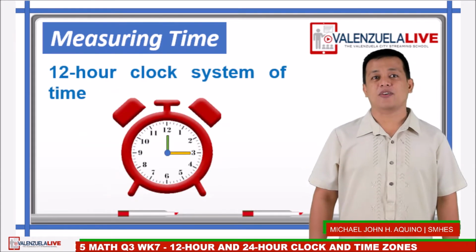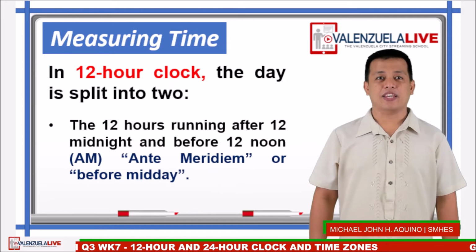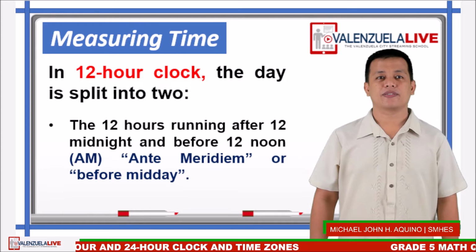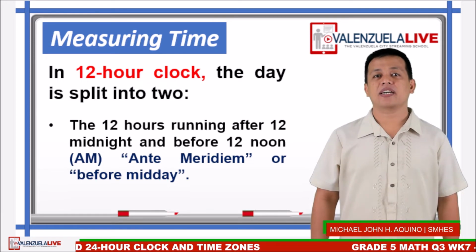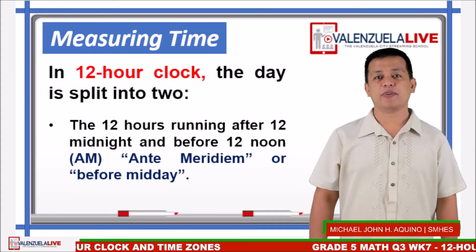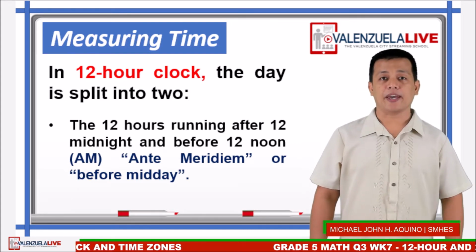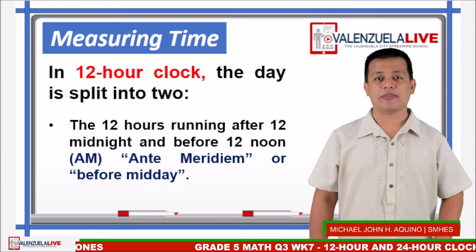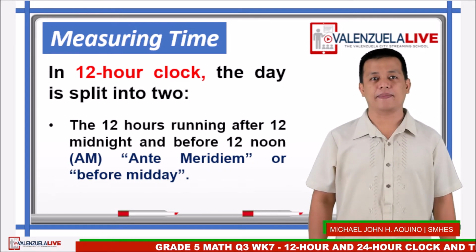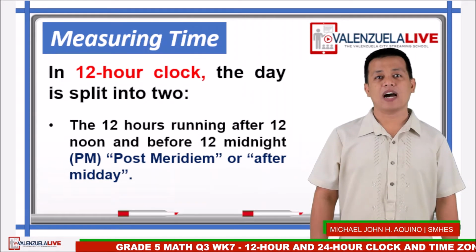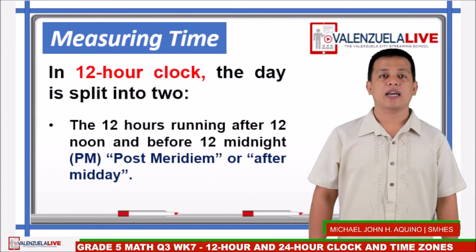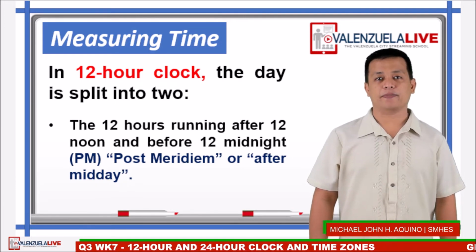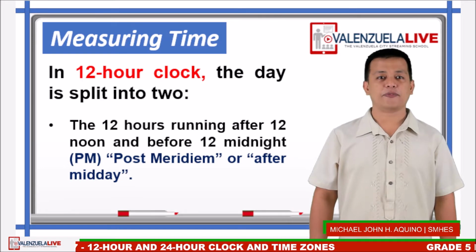12-hour clock system of time. In the 12-hour clock, the day is split into 2. First, the 12 hours running after 12 midnight and before 12 noon: AM, antemeridium, or before midday. The meaning of antemeridium is before midday. Next, 12 hours running after noon and before 12 midnight: PM or post-meridium, which means after midday.